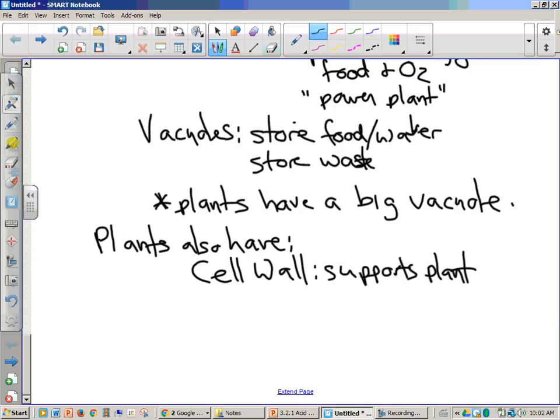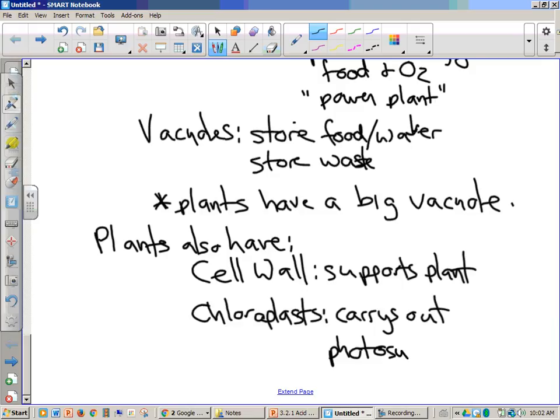And they have something called chloroplasts. The chloroplasts carry out photosynthesis. They're what's responsible for taking the sun's light and turning it into food. So chloroplasts carry out photosynthesis. They make the food for the plants and ultimately for us. If we eat those plants, we're eating that food that they had made.